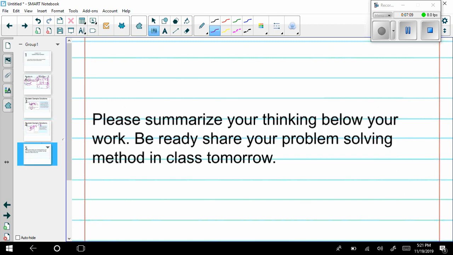Now I want you to stop and think to summarize your thinking below your work. Think about which strategy you used and how you solved the problem. Was it different than the ones you've seen? Did you have an easier way? Or did you think this problem was hard and you got stuck somewhere? Either way, write your thinking and be able to share and discuss tomorrow in class.